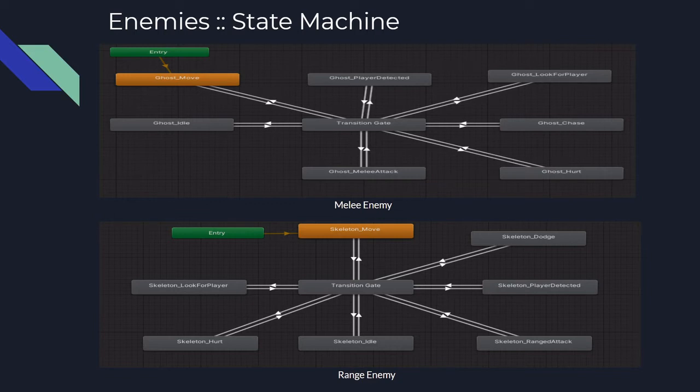And then the key differences between the melee enemy and the range enemy. In a melee enemy, you have a chase state, which is when after the enemy detects the player, he'll chase them, and then once they get in range to perform a melee attack, they will. And instead of a chase state for our range enemy, we actually have a dodge state. So once the range enemy sees the player, he'll actually jump back and then start performing its range attack.